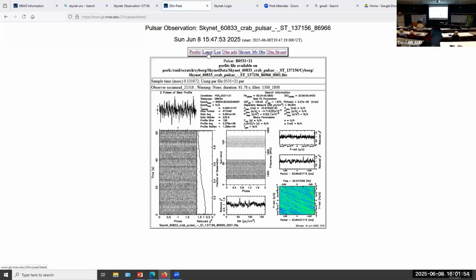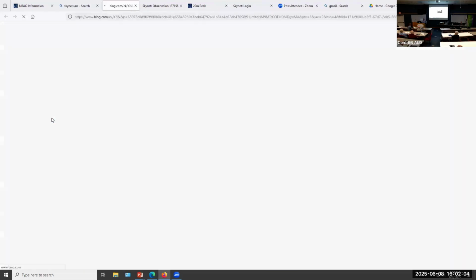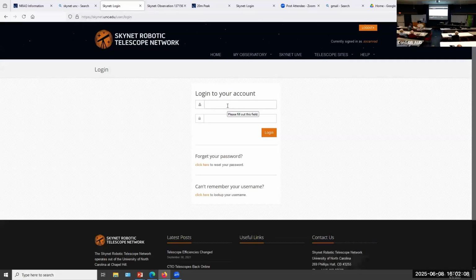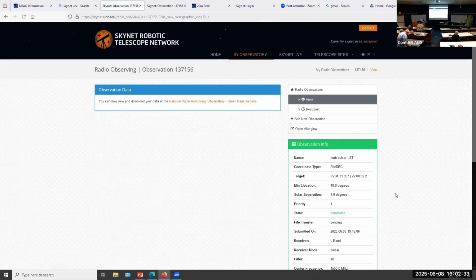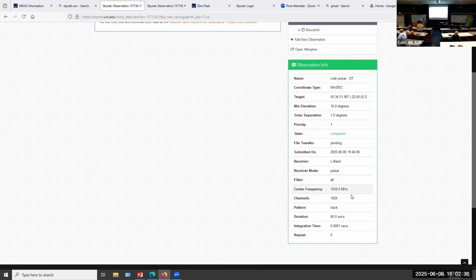I'm trying to go back up, but it's not letting me do that. Here's the observation I just did. The input, here's your center frequency, 1550, which was automatically inputted in there. I'm assuming that's the frequency and polarization being used. If it was a regular observation, you'd see the two.